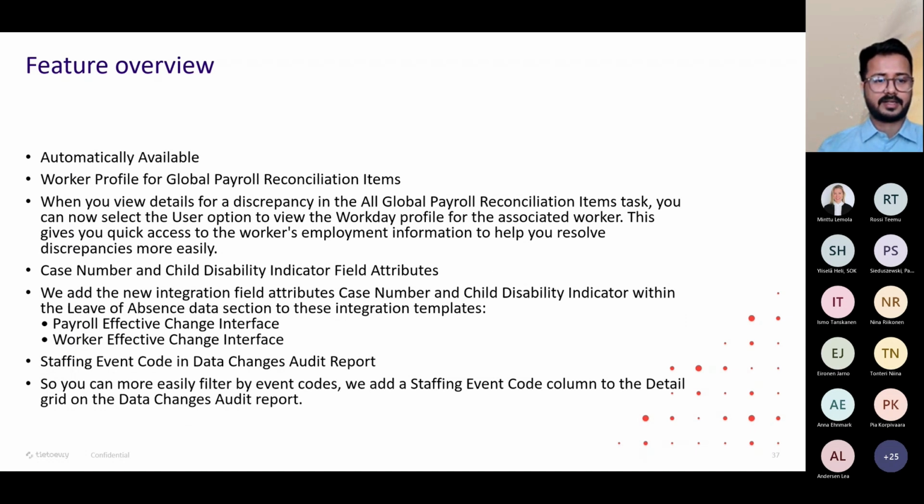We will see the next, that is worker profile for GPC. When you see a discrepancy in a GPC item, you can select the user option to see the Workday profile of the associated worker. The next is case number and child disability indicator field attributes. With this, Workday has added case number and child disability indicator in PG and VG. Let me show one demo.